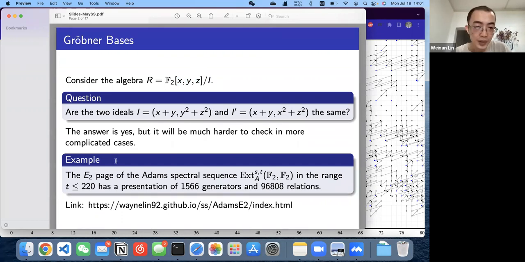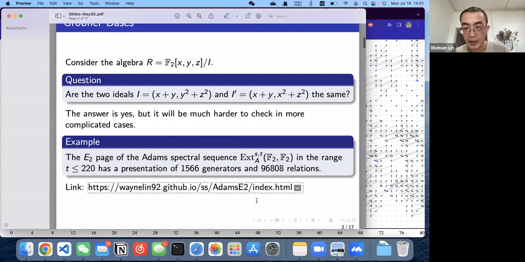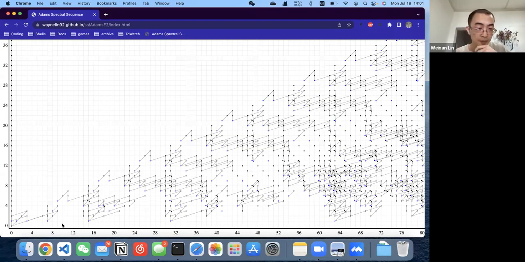generate the same ideal. For example, the E2 page of the Adams spectral sequence in the range up to 220 total degree has a presentation of 1,566 generators and approximately 100,000 relations, and that is huge. And so we need a good way to organize those generators and relations. And here I provide a link to a web page I made for the Adams E2 page. You can find it here, and you can see that it's a huge algebra.